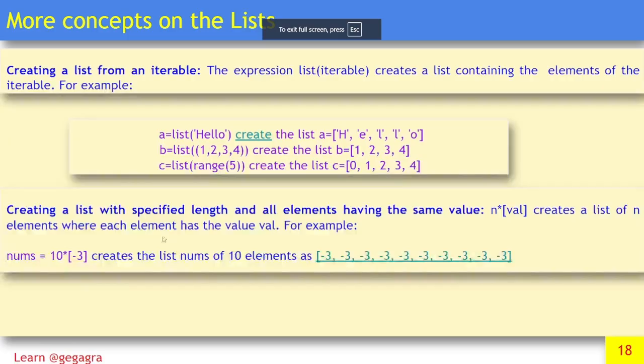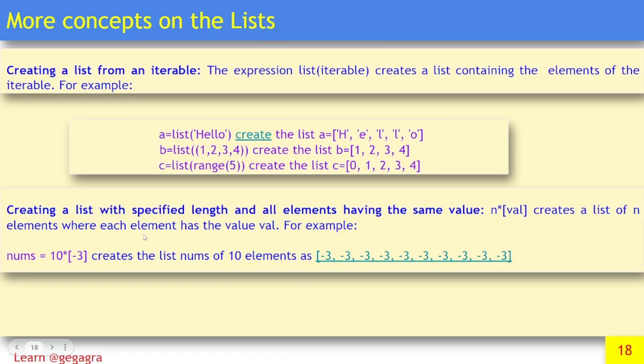The value is -3, which is in the list. When you apply 10 to the list, it will create multiple copies of the list. So there are 10 occurrences of -3 in the list.